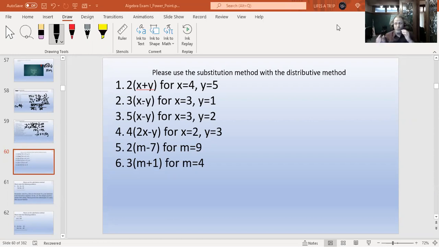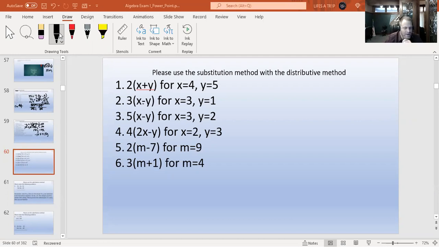Now I'm going to still teach you the substitution method with the distributive method, and we're going to solve for X and Y as well, one at a time. We're going to use the same problems we had for the last video, but we're going to start substituting for X and Y.